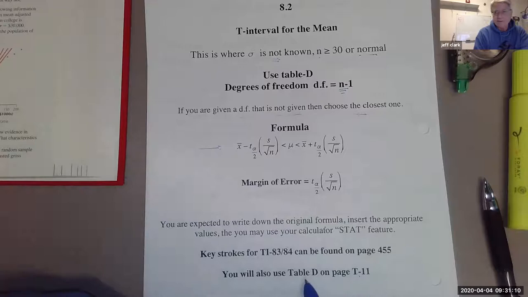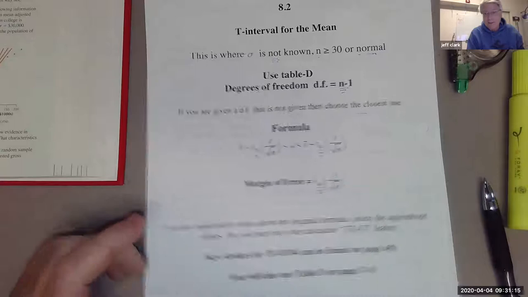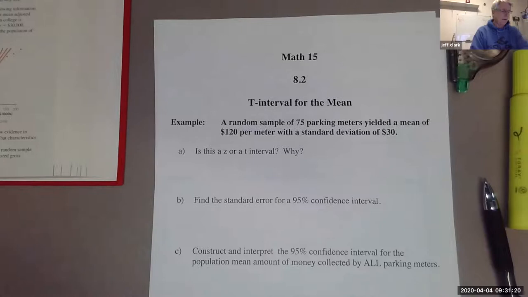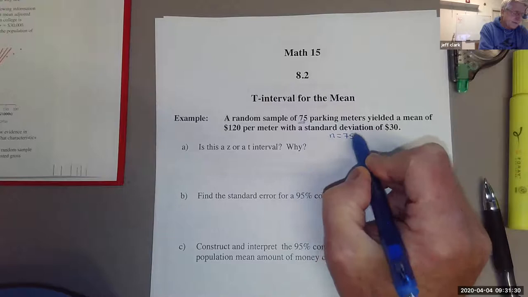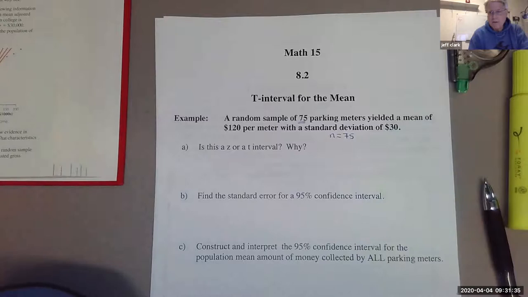Okay, let's take a look at a particular problem. The first problem that I have on the packet talks about a random sample of 75 parking meters. So that means N equals 75. So we're talking about parking meters and how much money is in the parking meters. So when you go out and you collect the money.